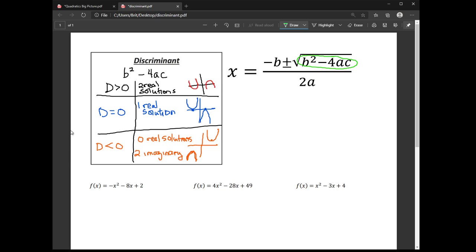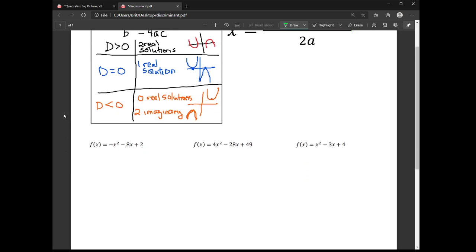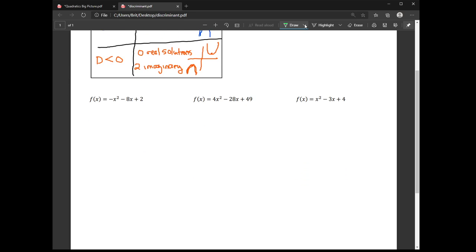So let's go ahead and do some examples. This first example is designed to have 2 solutions. So what I'm going to do is identify our a, b, and c values. Here our a is negative 1, because that's what's in front of the x squared. Our b is negative 8, and our c is 2.